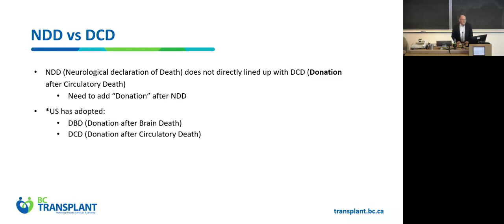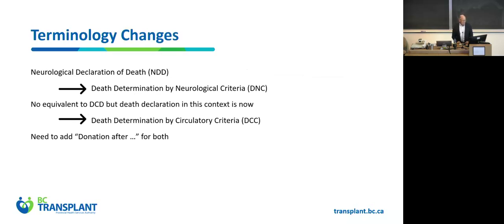The US has adopted, I think most widely, DBD, donation after brain death, and DCD, donation after circulatory death. And actually that makes a lot of sense to me. They're simple, straightforward. But in Canada, this group came with a slightly different approach. They're focusing the guidelines on death determination. So they were looking at death determination by neurological criteria being equivalent to brain death, NDD. And then there's no real equivalent to DCD coming out of this, so it's death determination by circulatory criteria. So these are both all about death determination, and so you really have to add donation after these new terms.